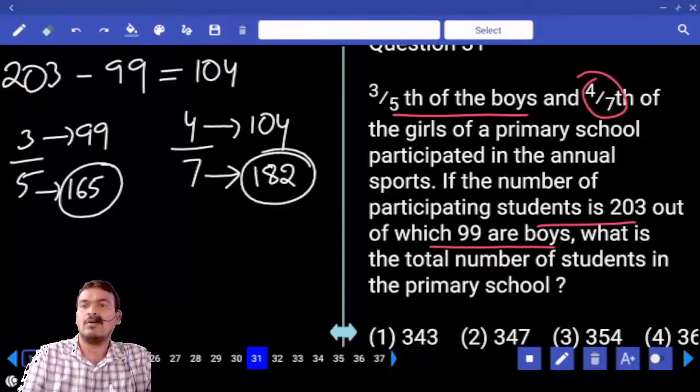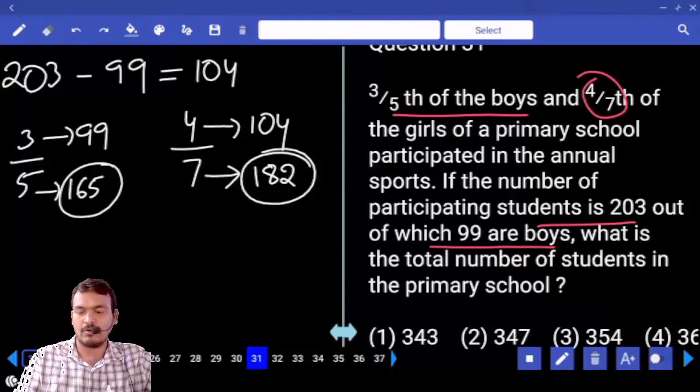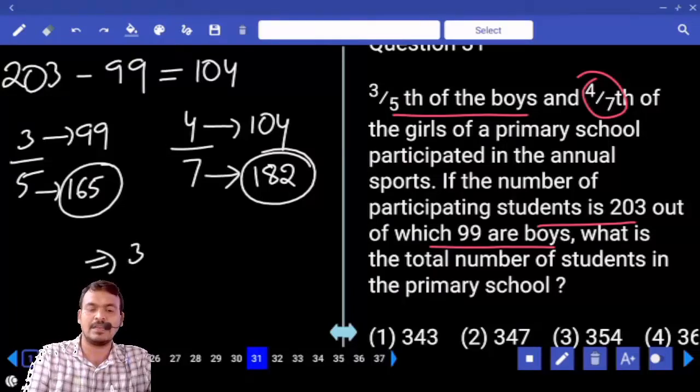182, or not? Only boys are 165, only girls are 182. Adding both, it is 347.